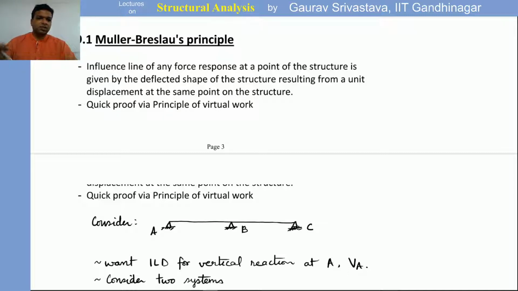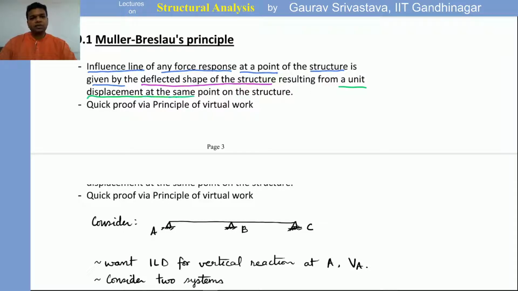So, in earlier cases, we were considering different force analysis for different cases, and that is how we were able to make the influence line diagrams. But Mueller-Breslau's principle gives a very, very straightforward way of making the ILDs, at least in the qualitative sense, if not quantitative. I mean, although quantitative is also possible. Okay. So what it says is that the influence line of any force response at a point of the structure is given by the deflected shape of the structure, right, resulting from a unit displacement at the same point.